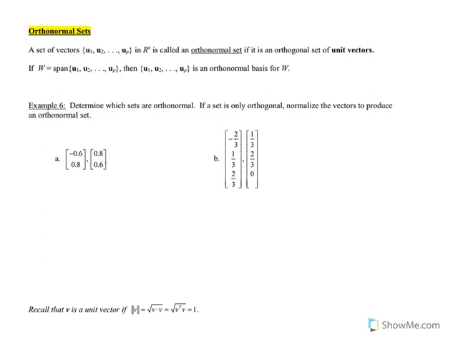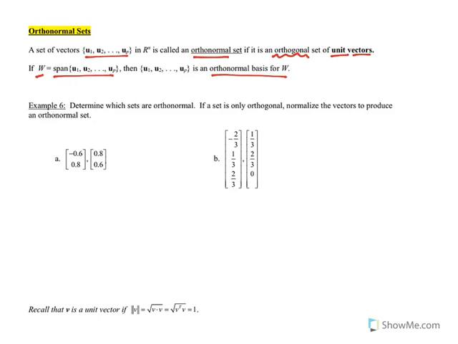So another tool we're going to use real quick is an orthonormal set. And the only difference between this and an orthogonal set is right here. A set of vectors here is an orthonormal set if it's an orthogonal set of unit vectors. Remember, we used the phrase normalize a vector to indicate that we had shortened its length to be 1. And if W, a subspace, is the span of that orthonormal set, then you could make an orthonormal basis. Again, still a basis, just more restrictions now.